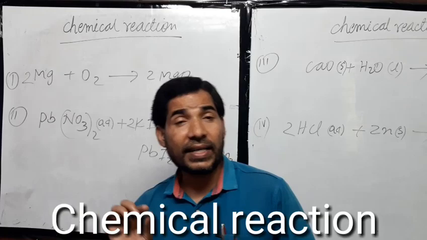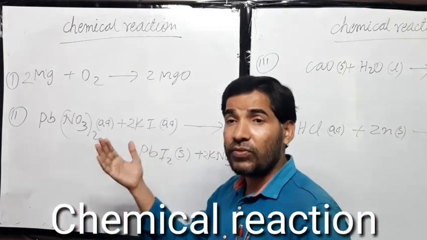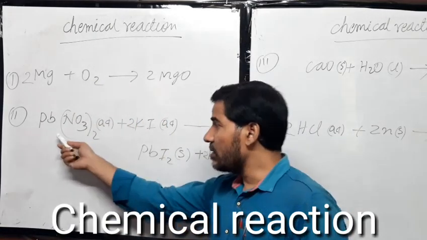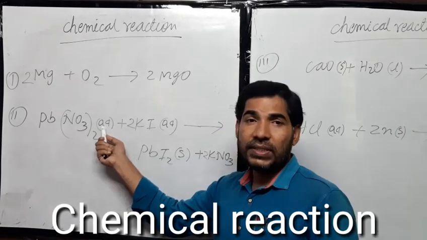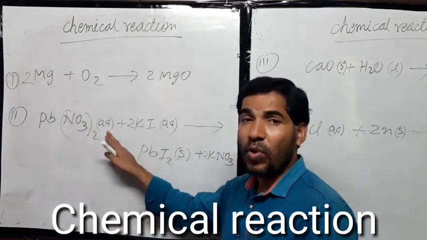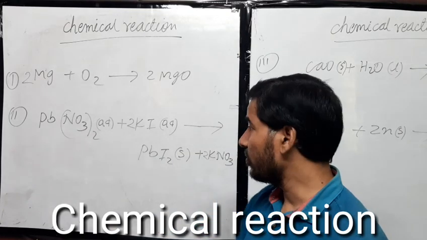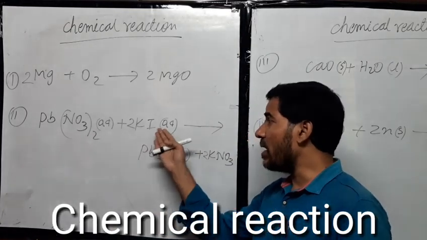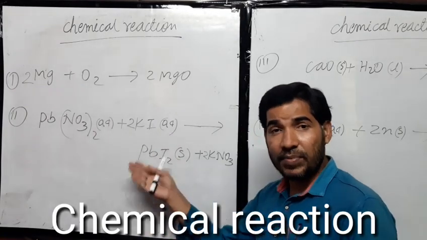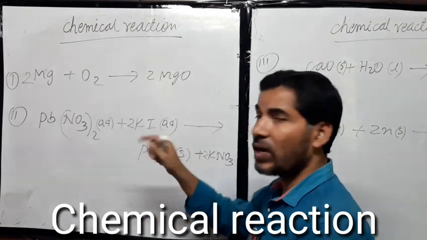First of all, a chemical equation tells us the physical state of the reactants and products which participate in that chemical reaction. For example, see carefully, I have written aq in front of the lead nitrate. This aq tells us that in this reaction, lead nitrate is present in the form of aqueous solution. In front of potassium iodide also I have written aq, meaning an aqueous solution of potassium iodide. Means in this chemical reaction, potassium iodide has been taken in the form of aqueous solution.